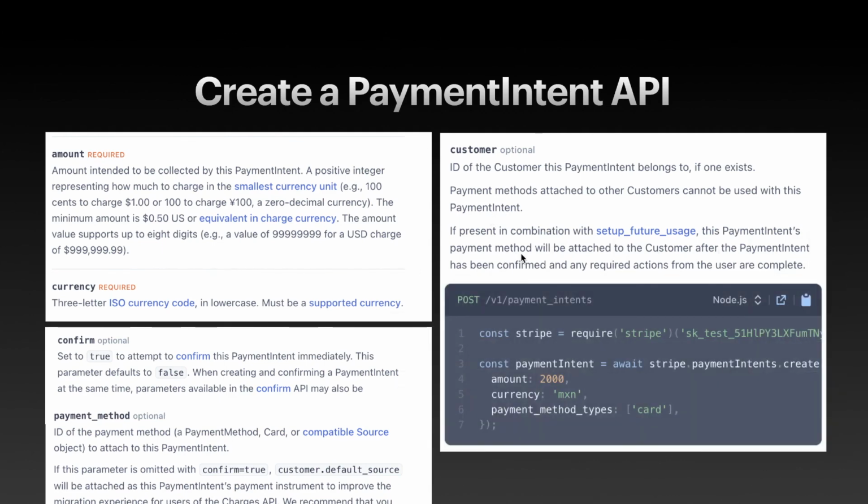Here's an example of a payment intent in Node.js. You use await, Stripe payment intent create, and you pass the amount, the currency, and I recommend passing the payment method. But that's okay if you don't, because you can also attach a default payment method to a customer, and if you attached it previously, you don't need to pass the payment method.